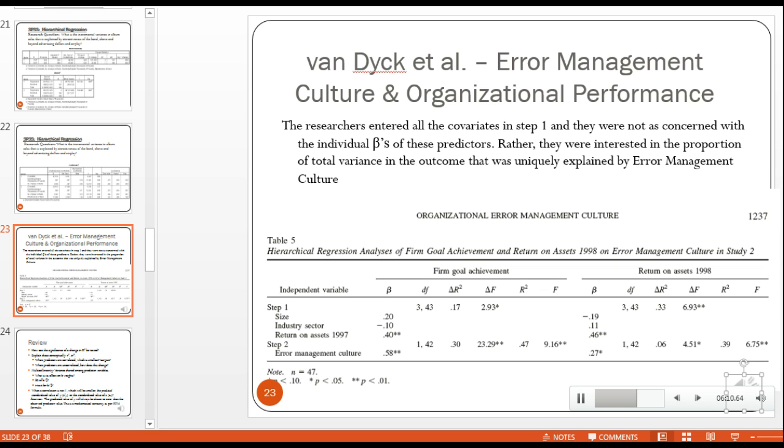So the DF is 3 and 43. Typically when a DF is reported in this way, one number, comma, another number, that means the first DF is the numerator DF, which is 3. It looks like we have 3 covariates in block 1: size, industry sector, and return on assets in 97. And then the next DF number is the denominator DF, which is n minus k minus 1. That makes sense because in the note below the table, we can see that the n was 47. So 47 minus 3 minus 1 would be 43. So that makes sense.